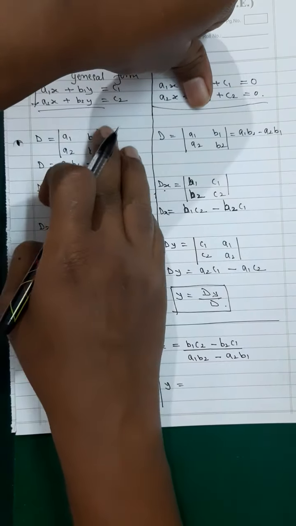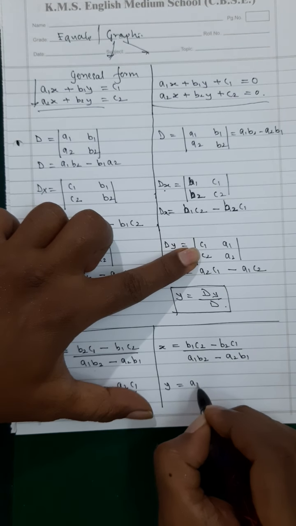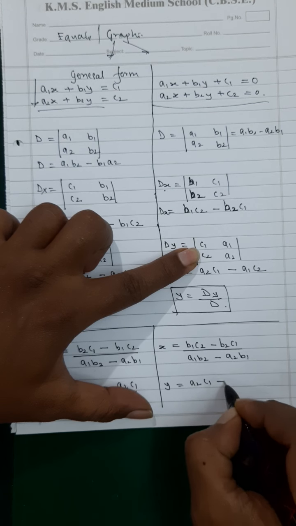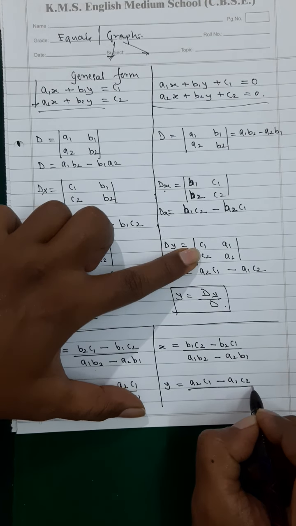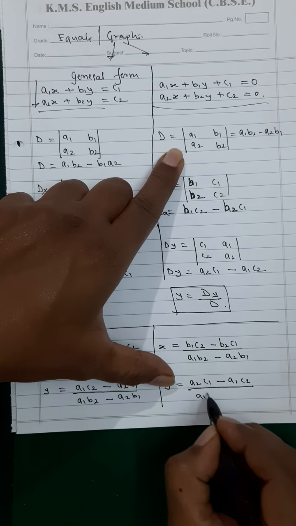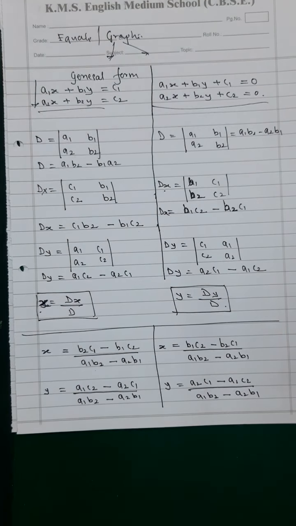So c1 c2 will be written over here, a1 a2 will be written over here. So this will become a2 c1 minus a1 c2 upon, still d, a1 b2 minus a2 b1. This you have to understand, my dear students. Please try to understand this.